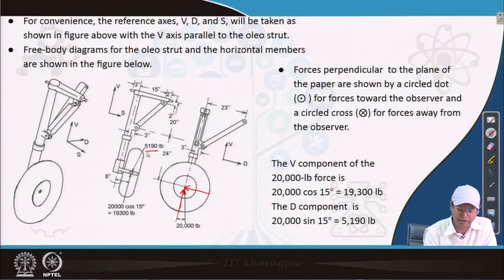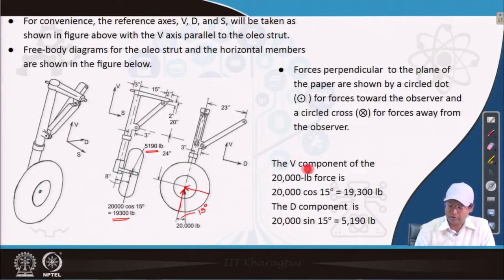Please keep in mind, these are not very precise calculations. These values are approximated so that the calculation becomes easy, but the principle is only to find the sine and cosine components of that particular angle, 15 degree. This angle is 15 degree. So, with that understanding, we can easily resolve the forces from the tire to the landing gear. The V component of 20,000 pound force is 20,000 cos 15 degree, which is 19,300 pound, and the D component is 5,190 pound. I repeat, these are approximated to close rounded figures, so that calculation becomes easy.